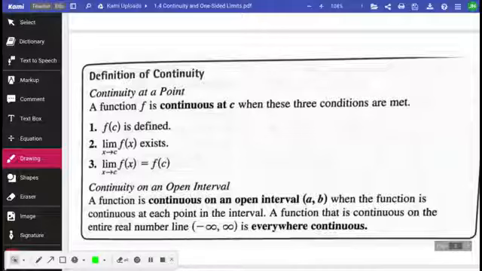That is met, and then when I plug it in, I get exactly that output. So the third condition kind of combines 1 and 2 together. So that means it's continuous.